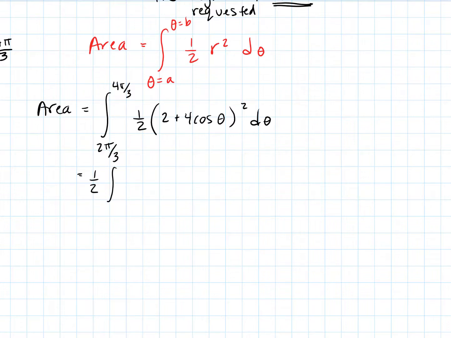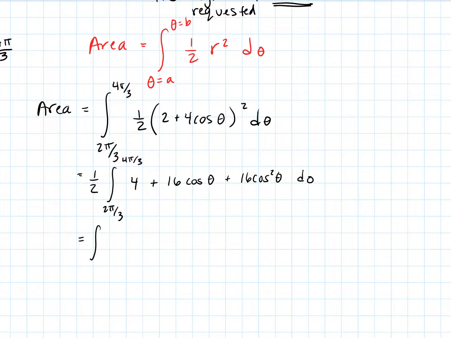So this will be 1/2 integral from 2 pi over 3 to 4 pi over 3 of 4 plus 16 cosine theta plus 16 cosine squared theta d theta. I'm going to send my 1/2 right through there. And while I'm at it, I'm going to send the 1/2 through there.